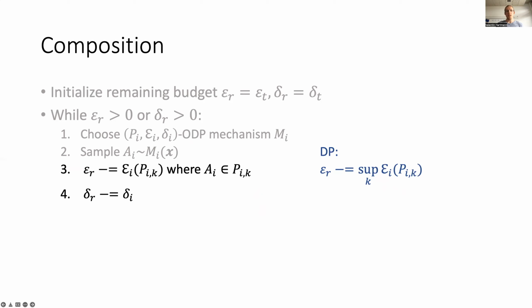This means that, depending on the outputs produced, we can save epsilon budget. This budget can either be used to invoke more mechanisms or to reduce the amount of noise required to be added in subsequently invoked mechanisms.